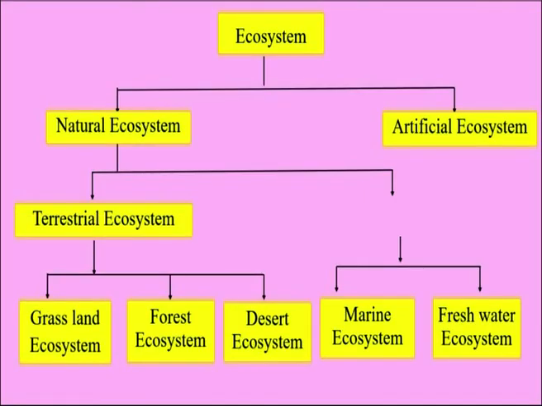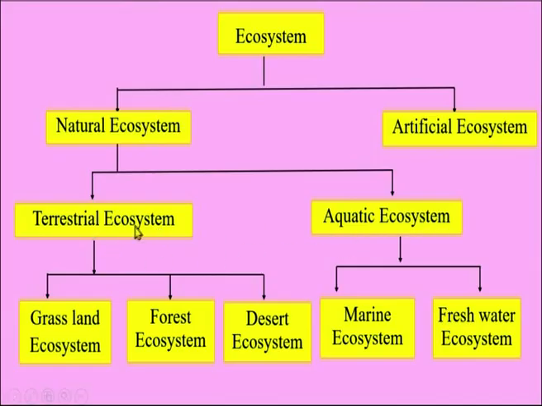So, if we look at the classification of an ecosystem, ecosystem is of two types: natural ecosystem and artificial ecosystem. Artificial ecosystem is the ecosystem that is made by man. So, man-made ecosystem is called artificial ecosystem. For example, a garden. Whereas, natural ecosystem is classified into two groups, that is terrestrial ecosystem and aquatic ecosystem.